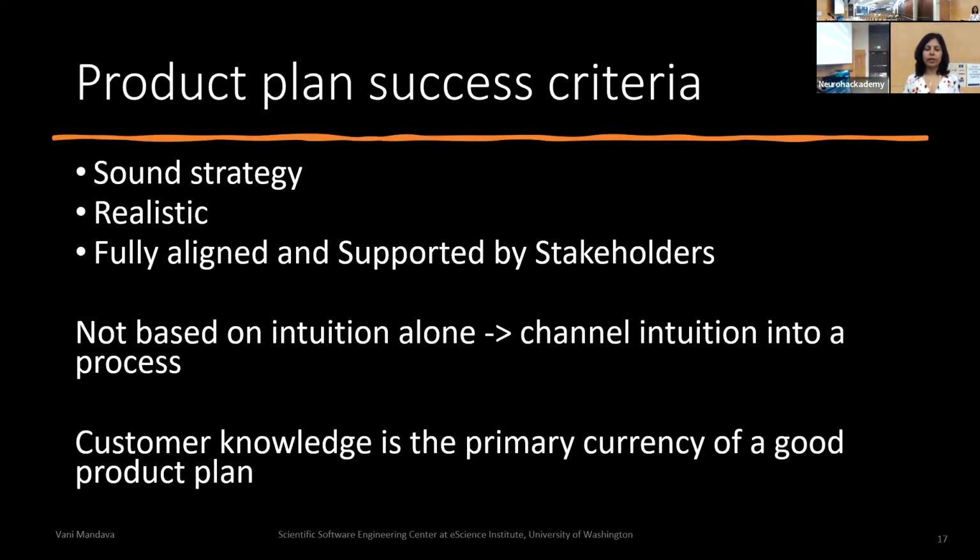So what is the success criteria of a good product plan? It needs to have a sound strategy. There has to be a strategic alignment behind it. It has to be realistic. It has to be fully aligned and supported by the stakeholders.